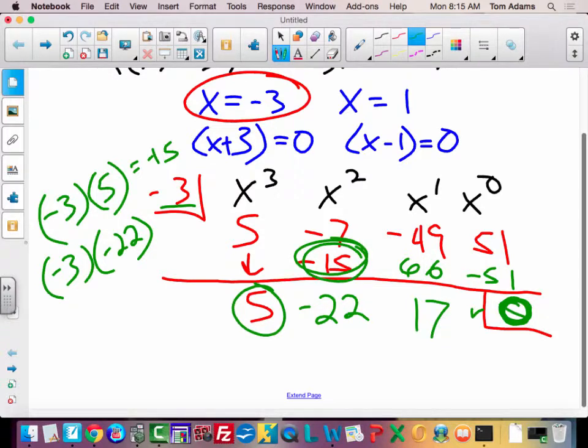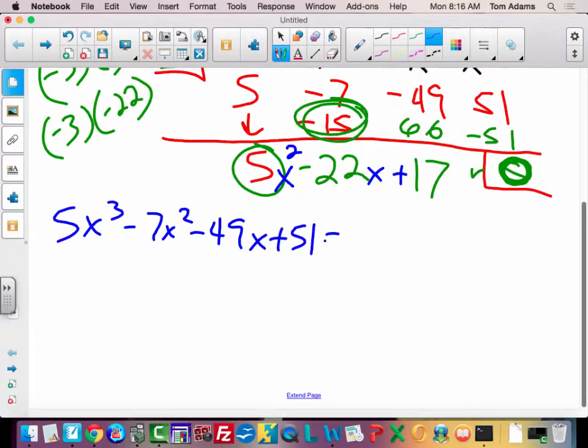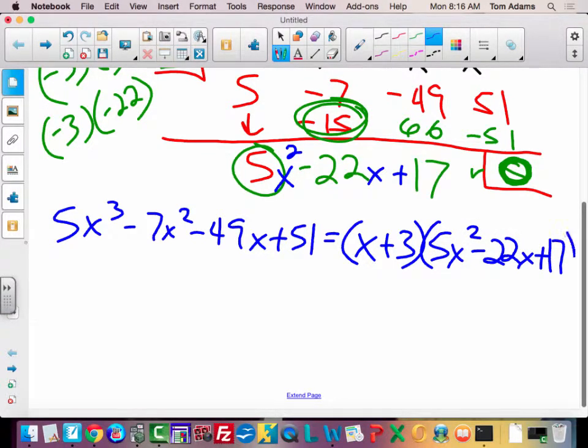So now what does that tell me? That tells me that this is 5x squared, because we're going to subtract 1 from each of these in the next line, okay? So just to kind of recap, what we're saying is that 5x cubed minus 7x squared minus 49x plus 51 is equal to x plus 3 times the quantity 5x squared minus 22x plus 17. That's what we figured out.